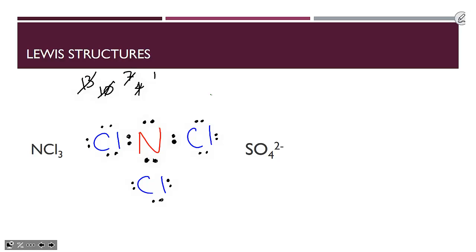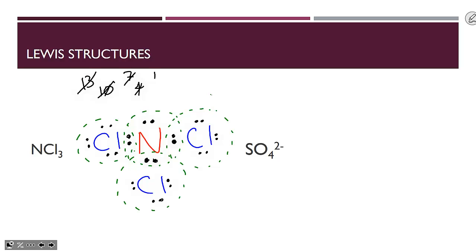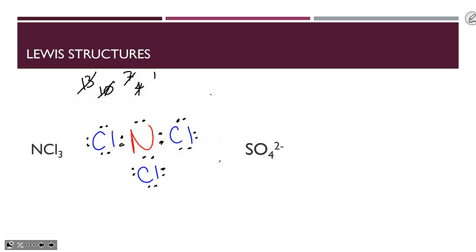Now before we say we're done, we need to double check. Does everyone have their lowest energy level? Does everyone have 8? This chlorine has 8. 2, 4, 6, 8. This chlorine has 8. This chlorine has 8, and nitrogen has 8 as well. Since everyone's at their lowest energy state, this is a valid Lewis structure for nitrogen trichloride.